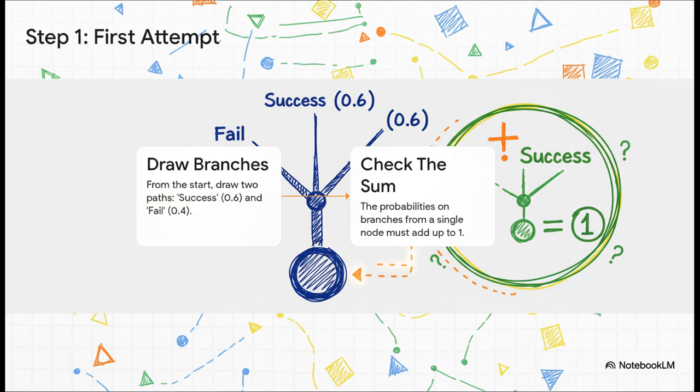Okay, so every story has a beginning, right? For us, that's our first attempt at the boss. We start at a single point, and from there, our adventure splits into 2 possible paths. Path 1, success, which has a 0.6 probability. Path 2, fail, with a 0.4 probability. And here's the first key thing to notice. See how 0.6 plus 0.4 equals 1? That's not a coincidence. It's a fundamental rule. At any fork in the road, all the branches have to add up to 1, or 100%. It's a great little sanity check.